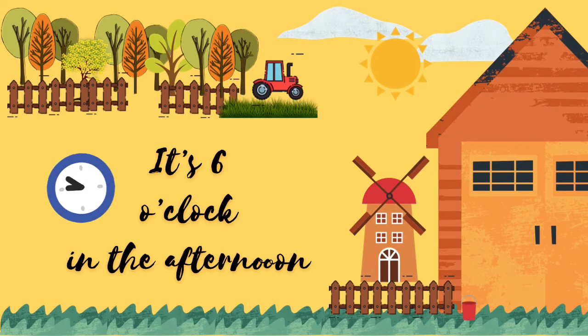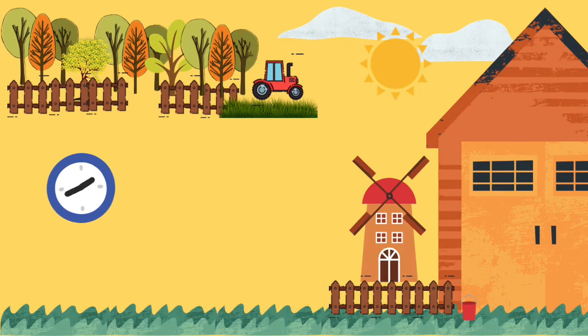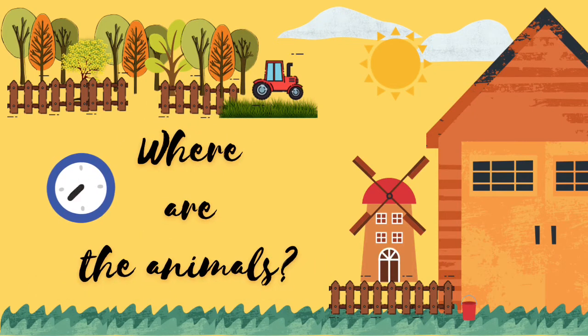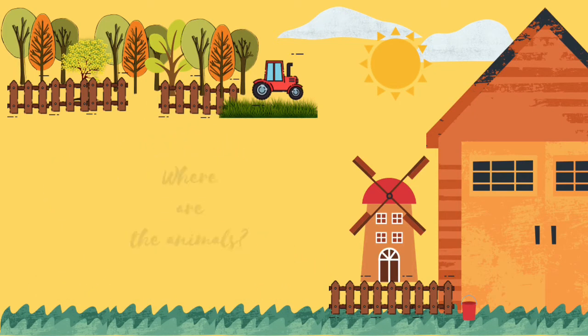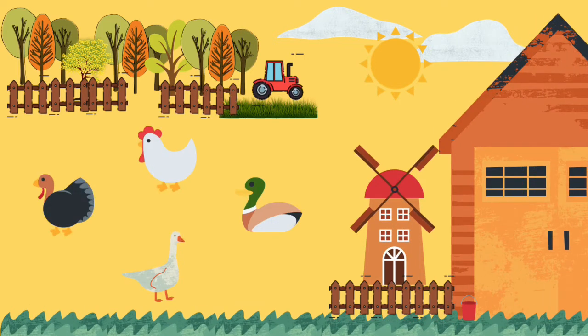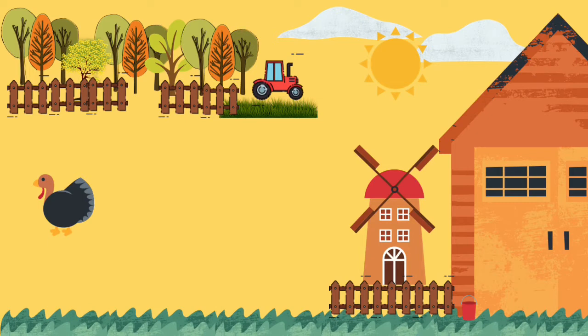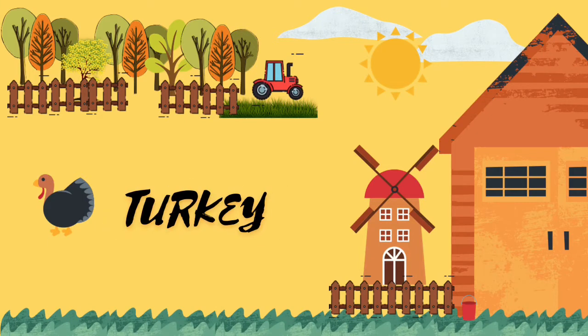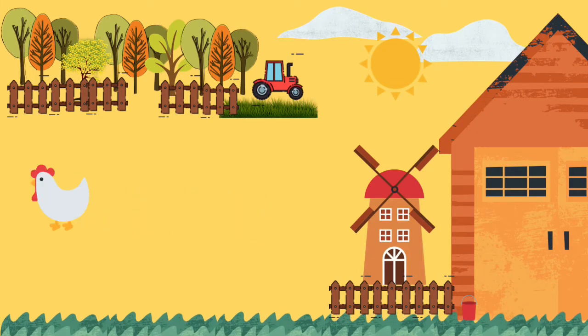It's 6 o'clock in the afternoon. I think this farm has no animals. Where are they? Oh, look what we have in here. Let's see. What animal is this? This is a turkey. Turkey.